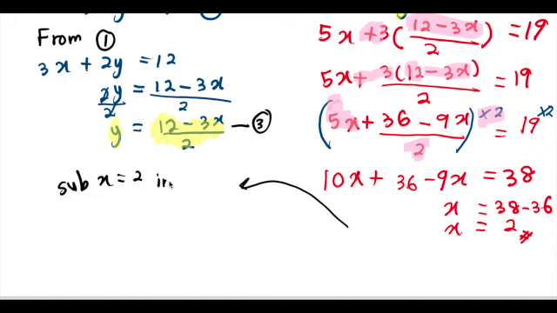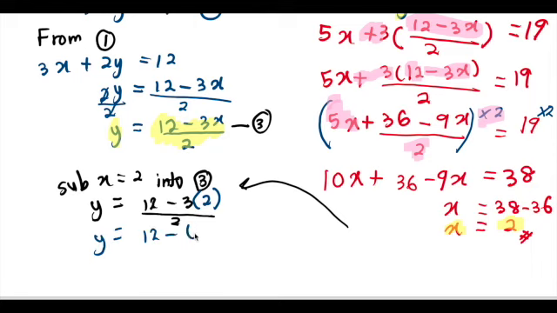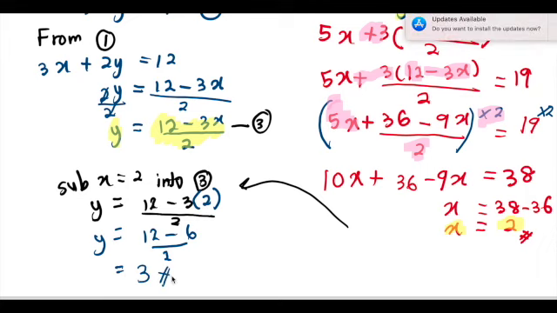Next, we substitute x equals to 2 into equation 3 because we want to find the value of y. So, x there, we need to substitute with 2. So it will become 12 minus 6 over 2. And the answer is y equals to 3.